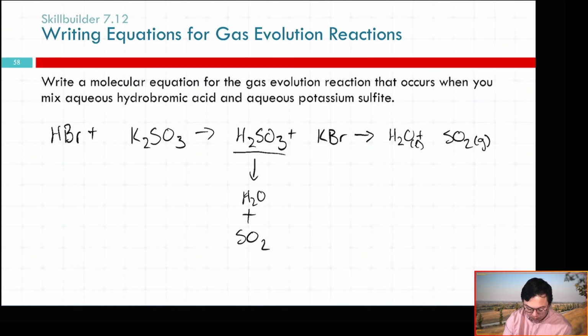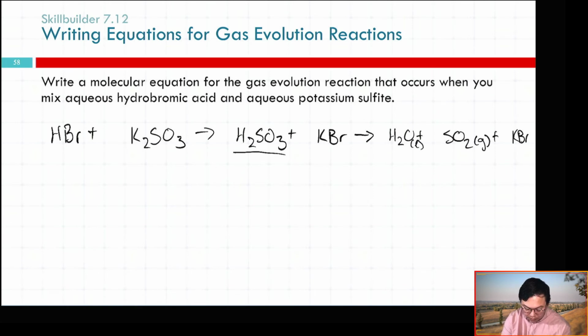Plus SO2. So I don't think, I mean, you can write the KBr over here. Right, and it just stays potassium bromide. Or if you're typing it, obviously you're not going to be able to do something like this. Yeah, so let's do it this way. So then, yeah, now you can balance all the way across.